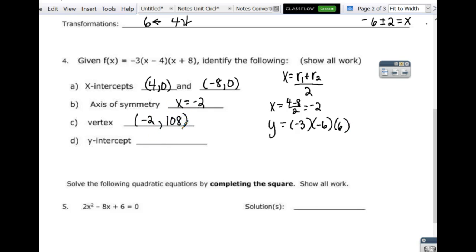Gives me 108. And the y-intercept, if I put 0 in, it's 0 and 96.